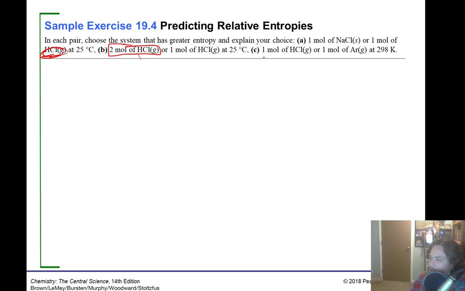Easy peasy. Part C: 1 mole of HCl gas or 1 mole of argon gas at 298 Kelvin. Let's pull out the periodic table here. Argon is 39.48. HCl would be about 36. So they're essentially the same mass. I would say that HCl is going to have more microstates available because you have a vibrational and a rotational microstate to worry about. So HCl has more microstates available, and therefore it has a higher entropy.